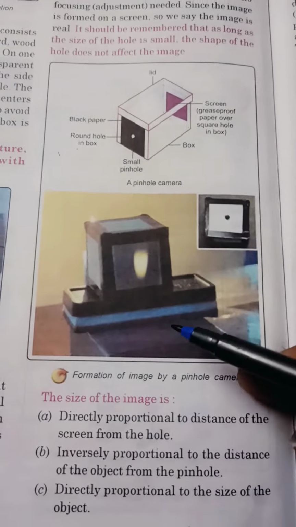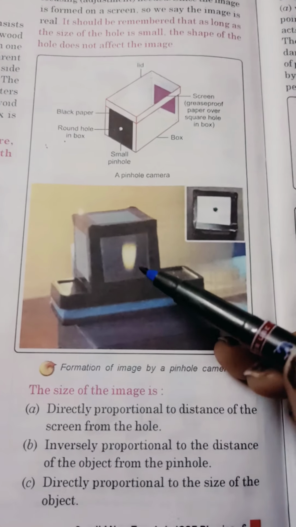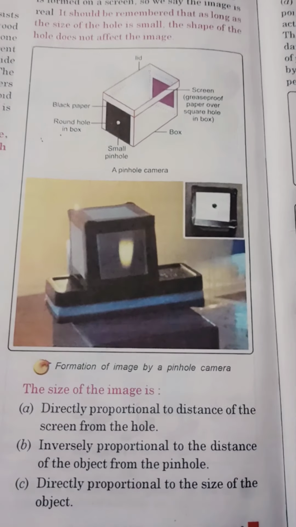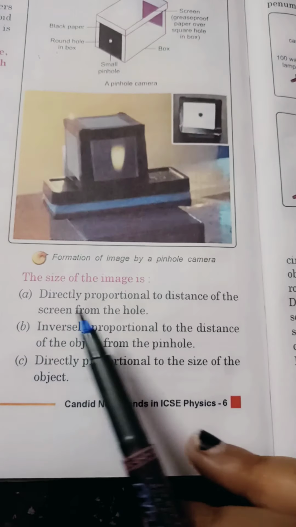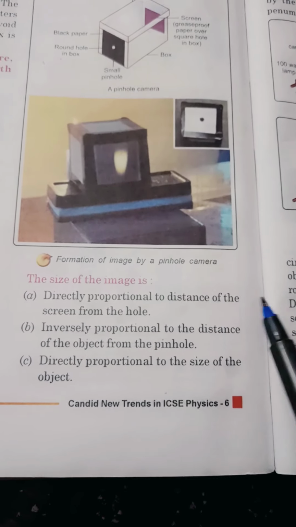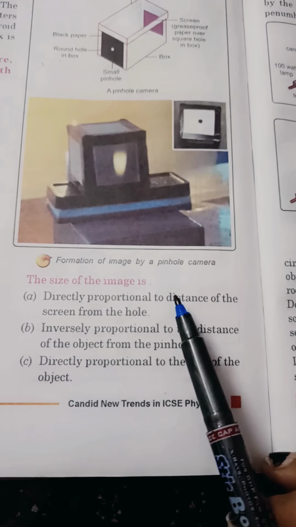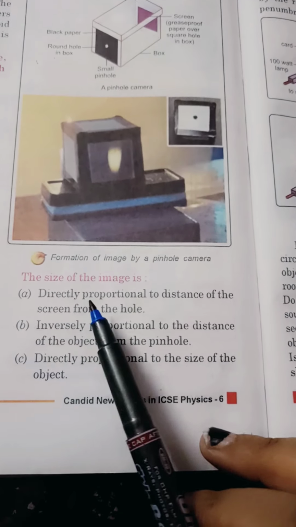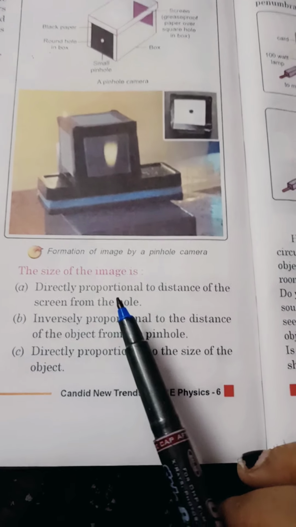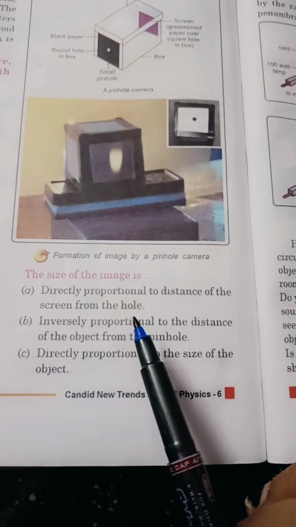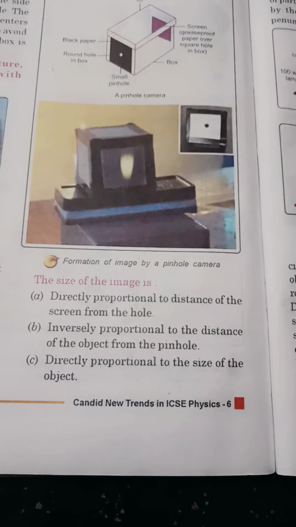Now these two are the pictures of a pinhole camera. This is how they have shown us how the image is formed inside the pinhole camera. Now the size of the image is directly proportional to the distance of the screen from the hole. It means that if we increase the distance, then the size of the image will also increase. But if we decrease the distance, then the size of the image will decrease.